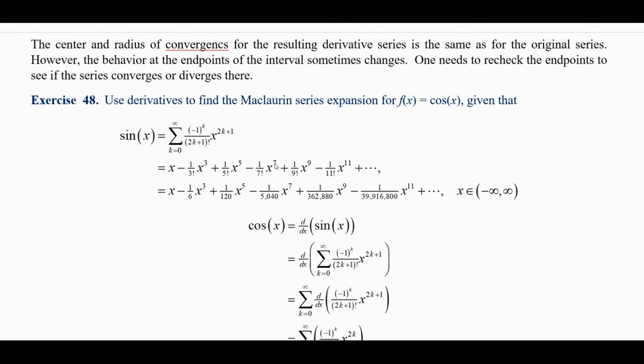And then we do the derivative of this one. The 7 is going to cancel out the 7 out of the 7 factorial, leaving a 6 factorial. And we have x to the 6th, and so forth. So written out with summation notation, the derivative of sine x is the derivative of this sum. And so the derivative of the sum is the sum of the derivatives.